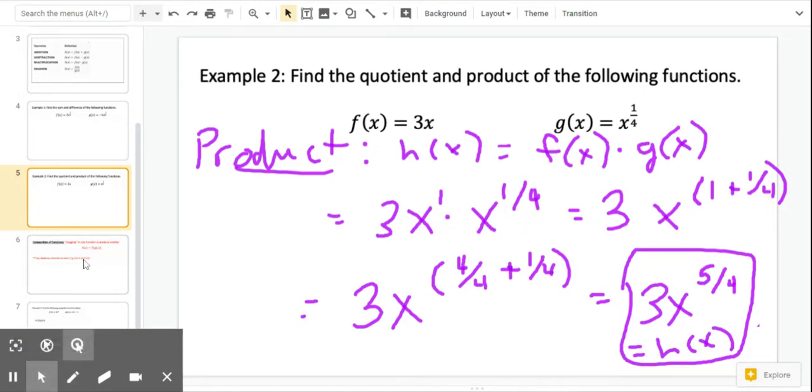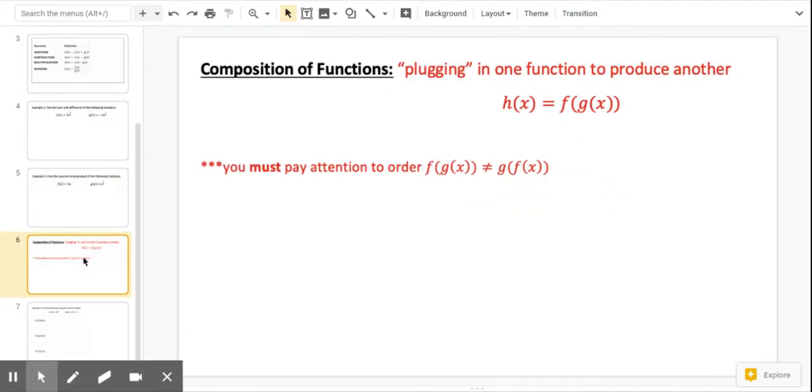So the next thing we will do is something called composition of functions. So composition of functions is basically plugging in one function to another to produce another. So we're substituting in one function for x into another function. So it looks like this. It looks a little funky, but hopefully you'll see what this means. So h of x is equal to, this is called f of g of x. So it's f of g of x. So essentially what you're doing is you're plugging in g of x for x into the function f.